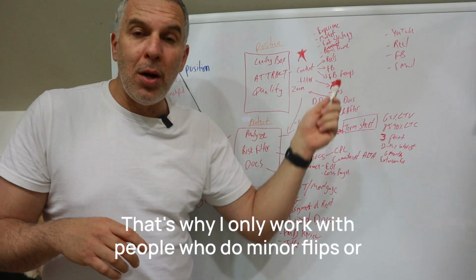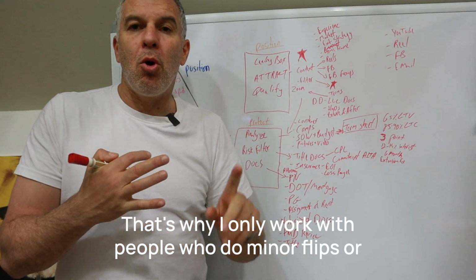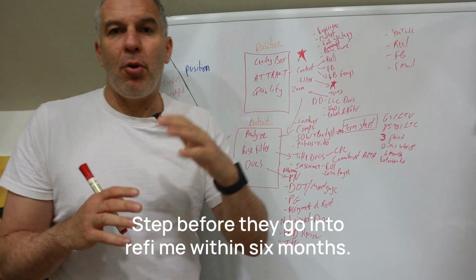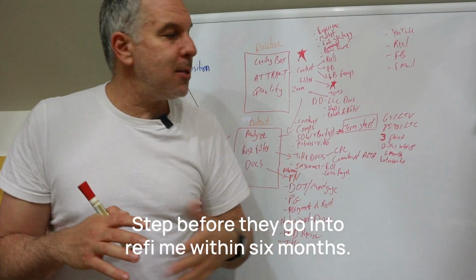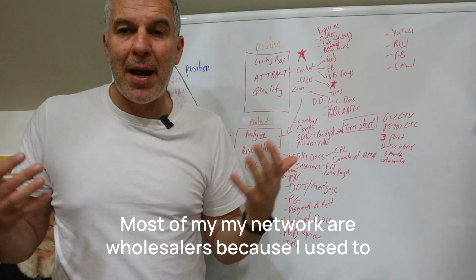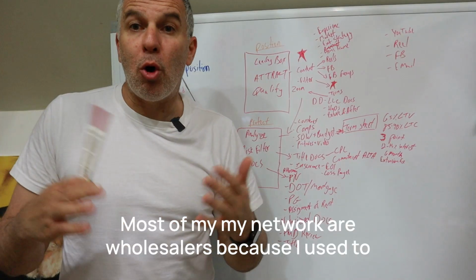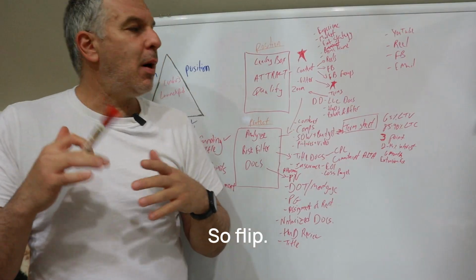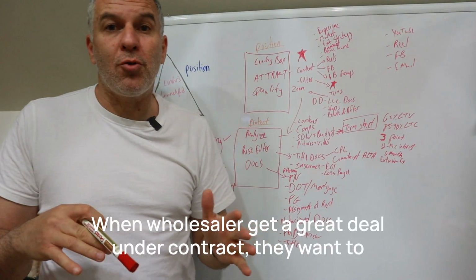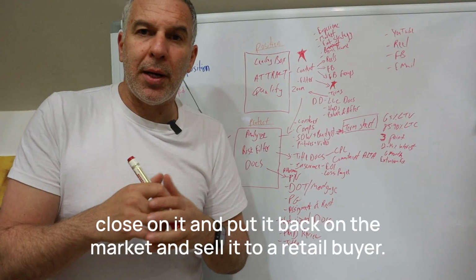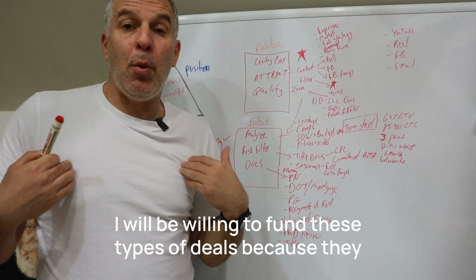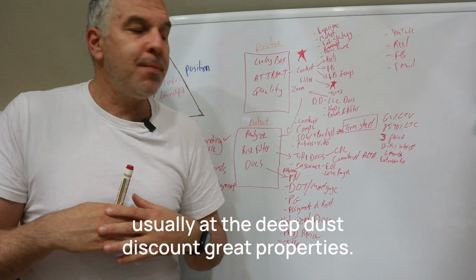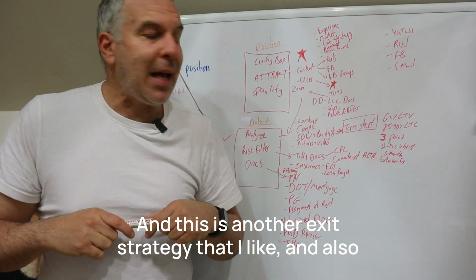That's why I only work with people who do minor flips or DRR, where I fund the first step before they refi me within 6 months. I also like to do wholesaling. Most of my network are wholesalers, because I used to be a wholesaler and a flipper. So when a wholesaler gets a great deal under contract, they want to close on it, put it back on the market, and sell it to a retail buyer. I will be willing to fund these types of deals because they're usually at a deep discount, great properties, and this is another exit strategy that I like.